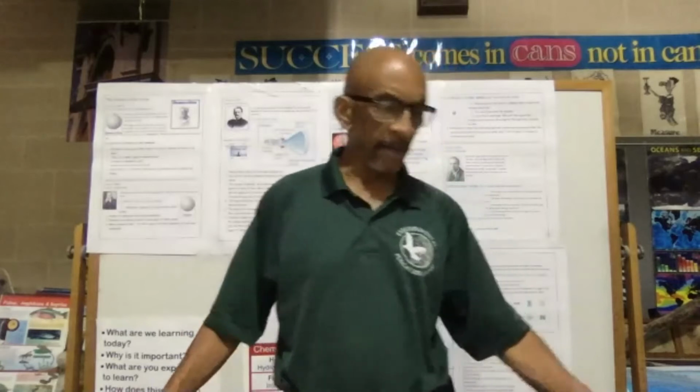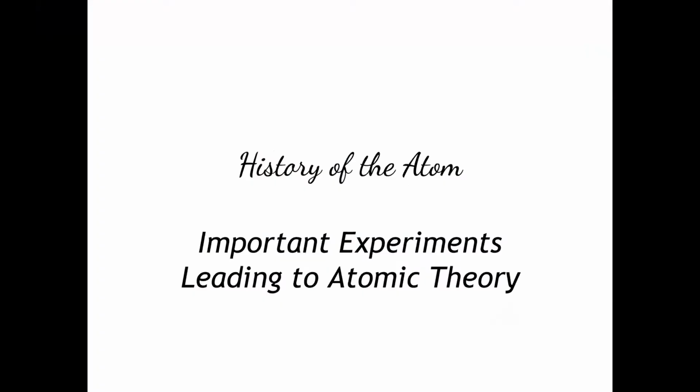There was a fellow by the name of Democritus, and he was a philosopher. It's really funny how scientists during that age weren't really called scientists. I guess they wore the brand of being a philosopher. Now, I'm going to need to share my screen with you for a short presentation about some of those famous people that did the research that has brought us to the point where we're at right now about understanding the atom, so the history of the atom. Important experiments leading to atomic theory.